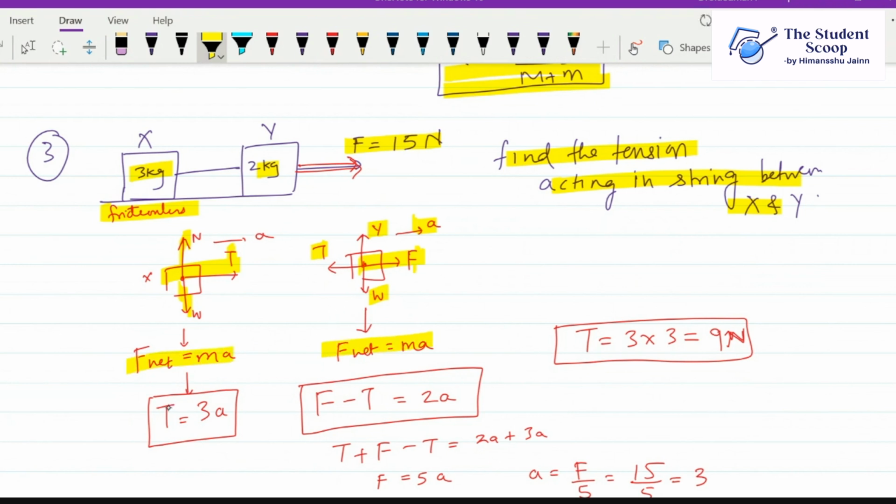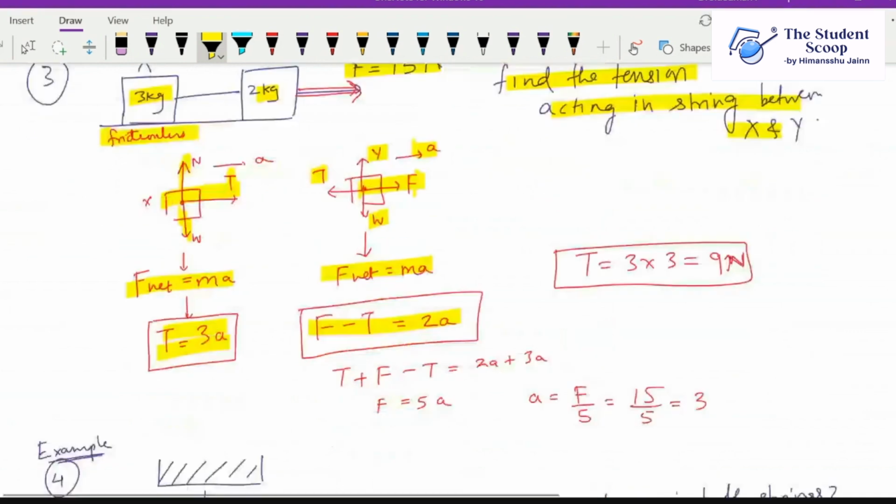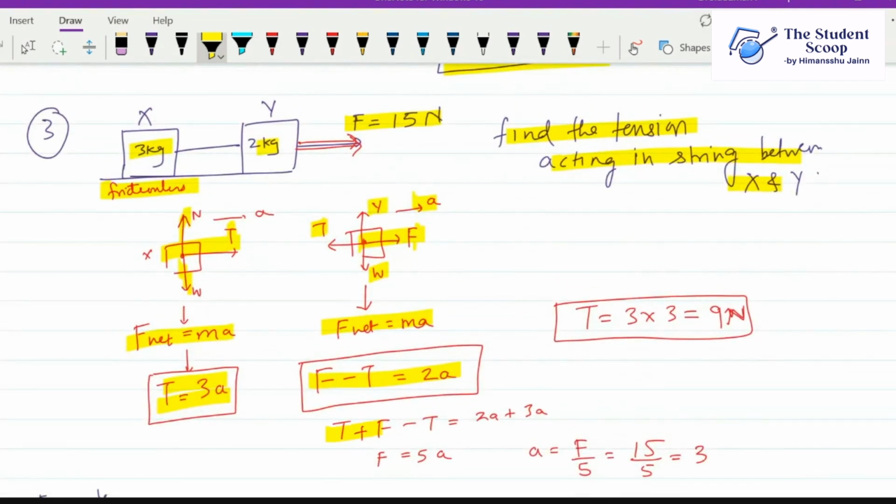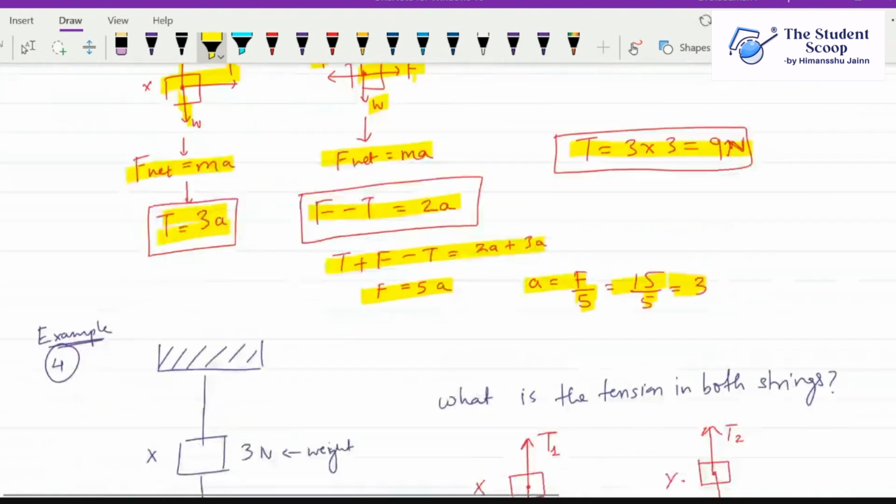We can write T is equal to 3a, where 3 is the mass of X, while for the other, F minus T is equal to 2a. F is given as 15. Now we can substitute T here, and we get F is equal to 5a. Once a is equal to F by 5, we get 15 by 5, which is equal to 3. So I'm just substituting the T value from the first case and getting the acceleration to be equal to 3. Once we get the acceleration to be 3, the tension is equal to 3 into 3, that is 9. So this is how we can easily do it.